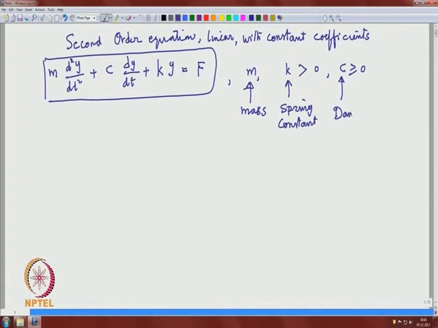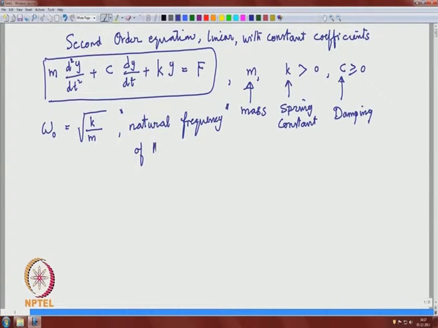I want to analyze this equation extensively now and give you an interpretation. I will be introducing a few notions. I call omega naught equal to square root of k by m. This is called the natural frequency of the system. You will understand why it is called the natural frequency when you analyze it.